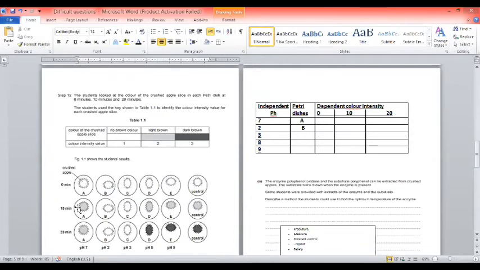So Petri dish A contained distilled water with a neutral pH, and then we have B, C, D with different pHs, and then we compared the color intensity in 0, 10, and 20 minutes.